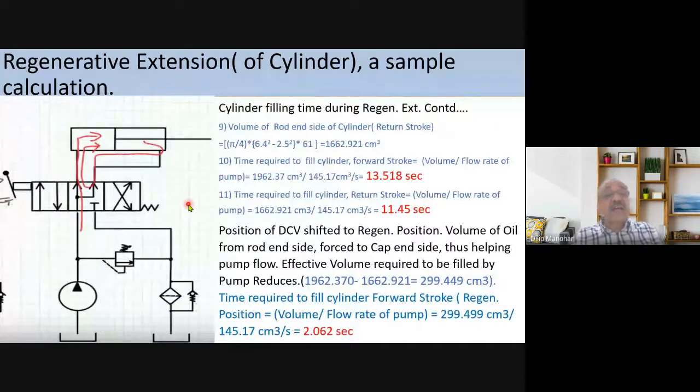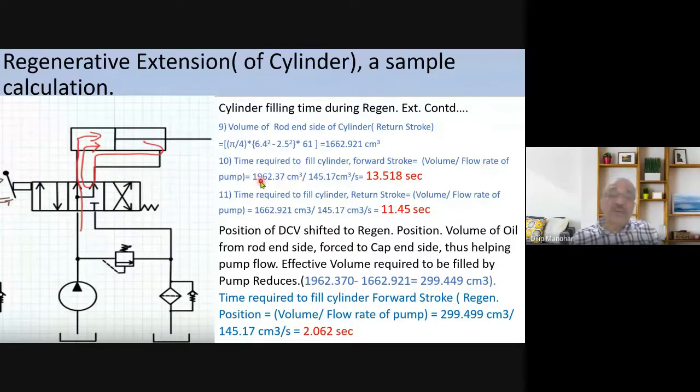Next slide. The volume of the rod end is here: pi by 4 cylinder diameter square minus rod end square into the stroke. This volume is responsible for the filling of the cap end. So time required to fill the cylinder for the forward stroke using only the pump flow. Now here we are using only the pump flow. What will happen? Volume upon flow rate of the pump.